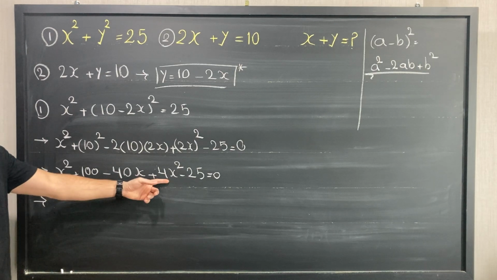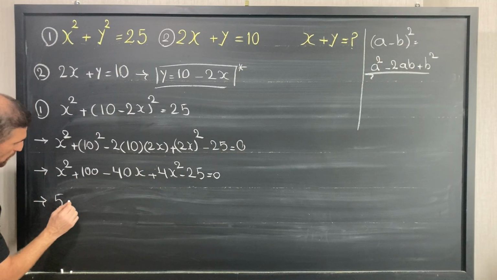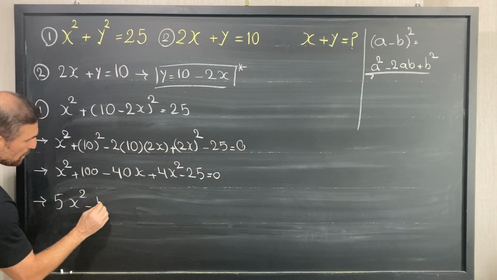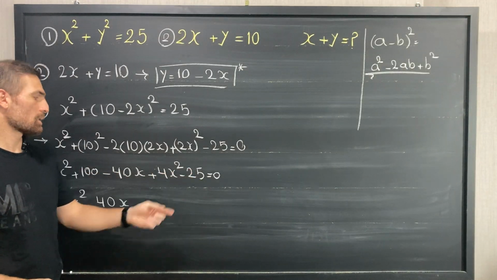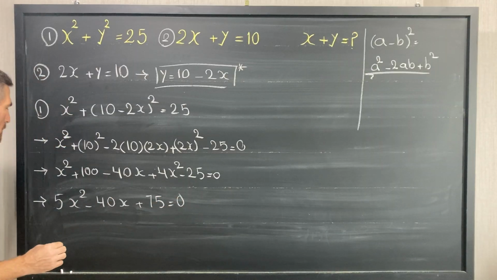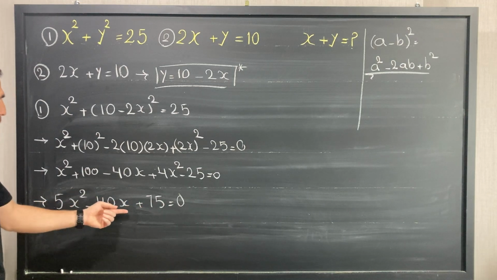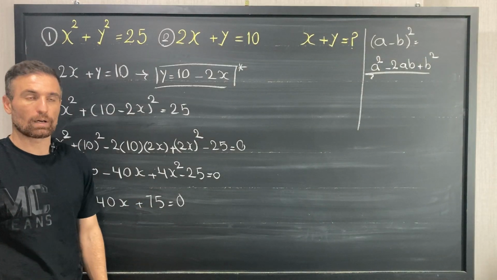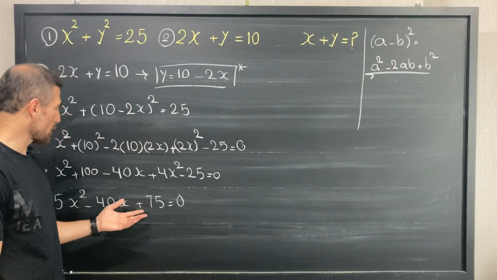x squared plus 4x squared is going to be 5x squared. Next, negative 40x. 100 minus 25 is 75, equals 0. Let's see what we have here. A quadratic equation, the leading coefficient is 5, coefficient of x negative 40, and constant term 75. But how can we solve this? To solve this, I'm going to use factorization. I'm going to solve this by factoring.